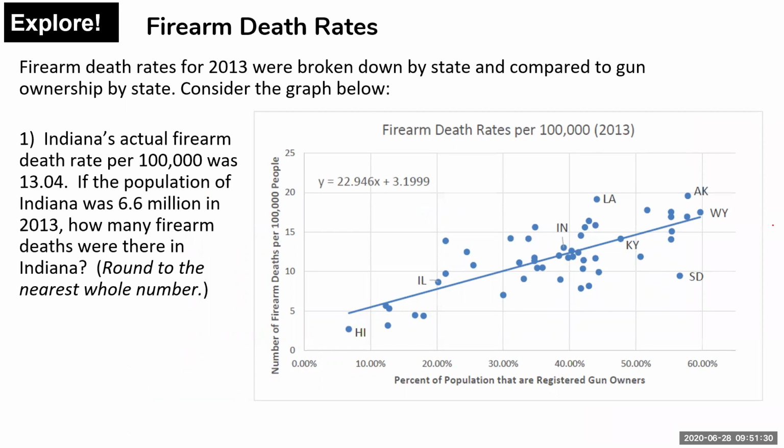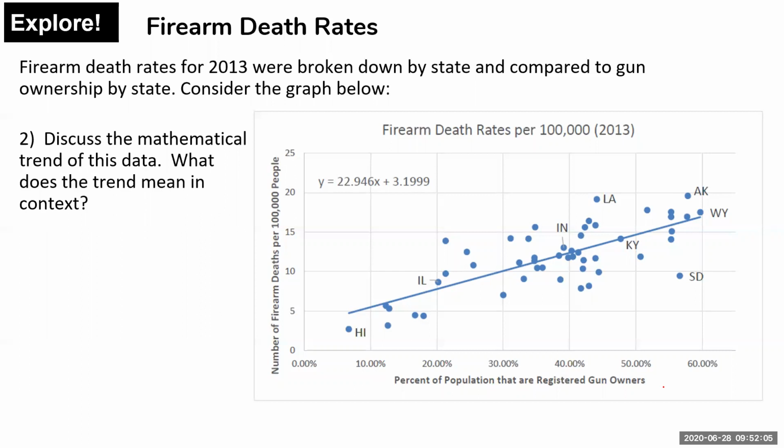And here, firearm rate per 100,000 in 2013, and these are percent of population that are registered gun owners, and the number of firearm deaths per 100,000. So really, Indiana, so here we have to use proportions, okay? We want to find how many firearm deaths there were in Indiana. We want to round to the nearest whole number, okay? And we do that.